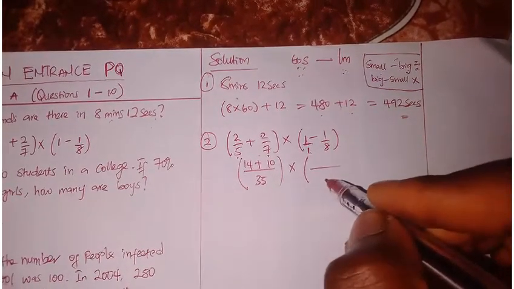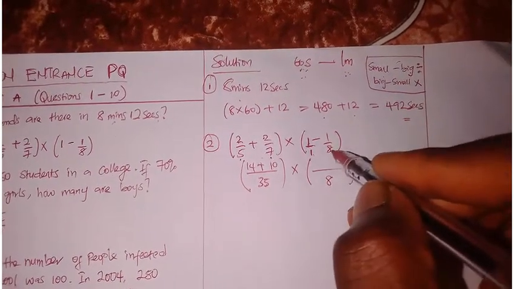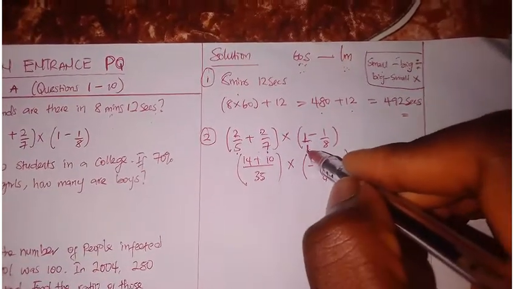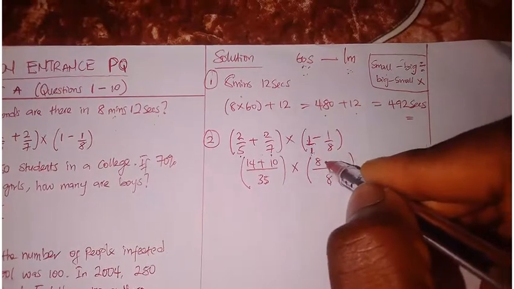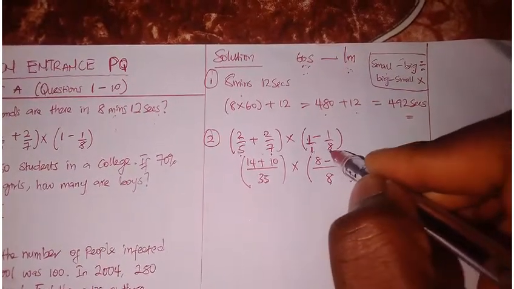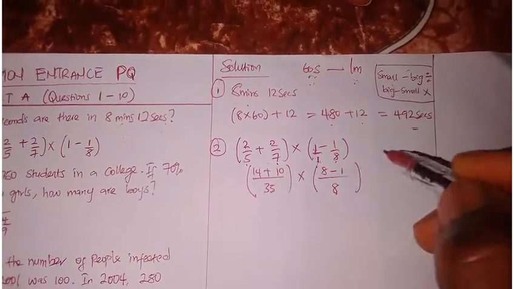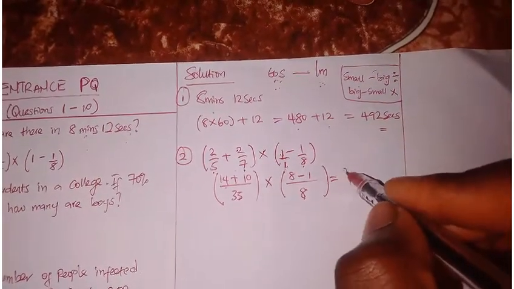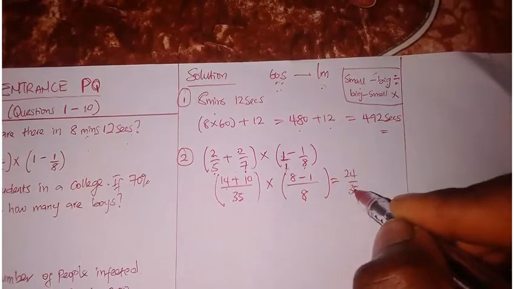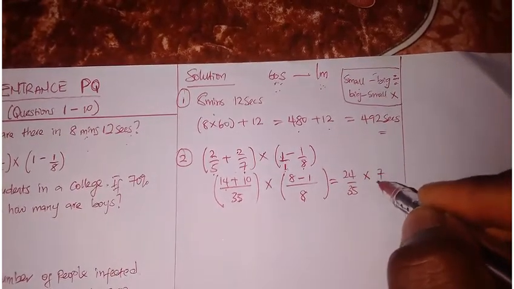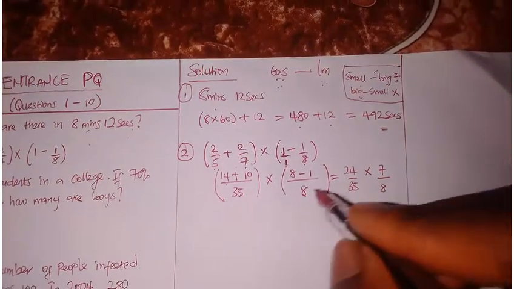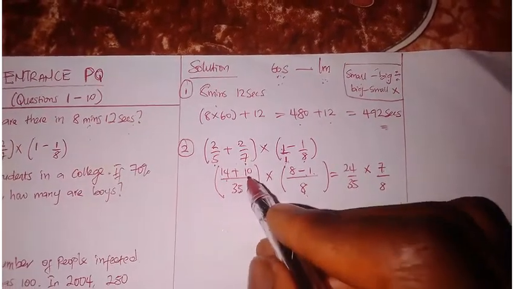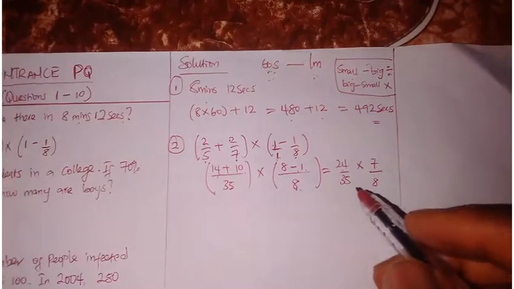So the LCM is 8. 8 divided by 1 is 8, 8 times 1 is 8, minus 8 divided by 8 is 1, 1 times 1 is 1. This gives me 24 over 35 times 7 over 8. For this, 8 minus 1 is 7 over 8, and 14 plus 10 is 24 over 35.